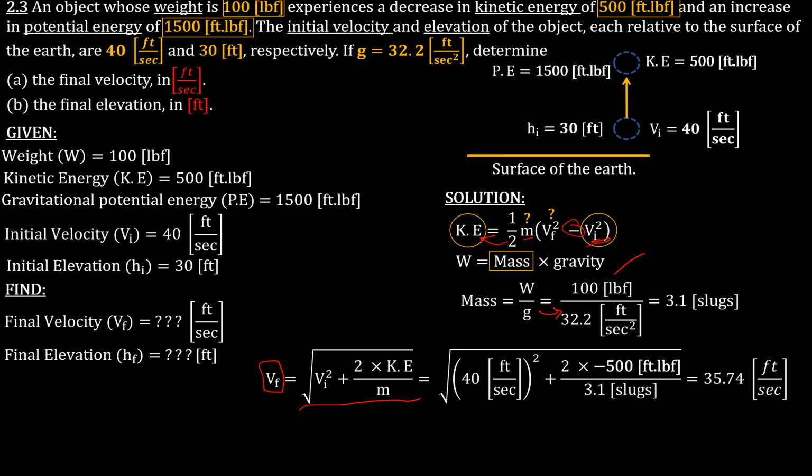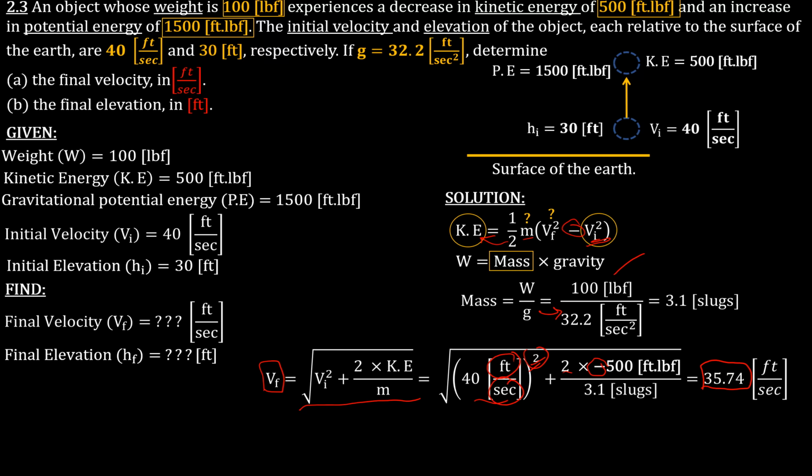So here we plug in the given values, and now pay attention to something. Here the kinetic energy is negative because we said that there is a decrease in kinetic energy. That's why we put a negative in here to indicate that we are having a decrease in kinetic energy. All right. So the final velocity will be 35.74 feet per second.